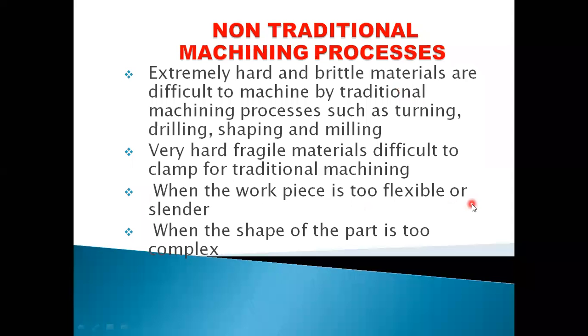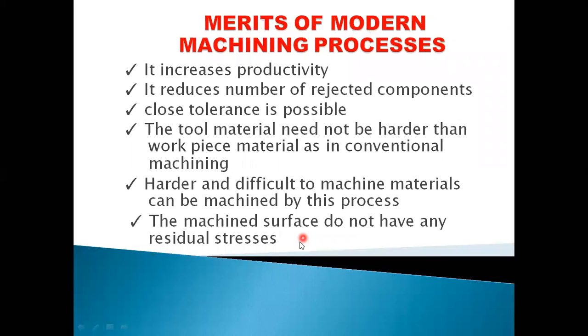When the workpiece is too flexible or slender, I assume that the workpiece is very difficult to hold. That also I can easily machine using a non-traditional machining process. When the shape of the part is too complex, some parts used in your car or other automobiles have a very complex shape which has to be machined. There is no other alternative except the non-traditional machining process.